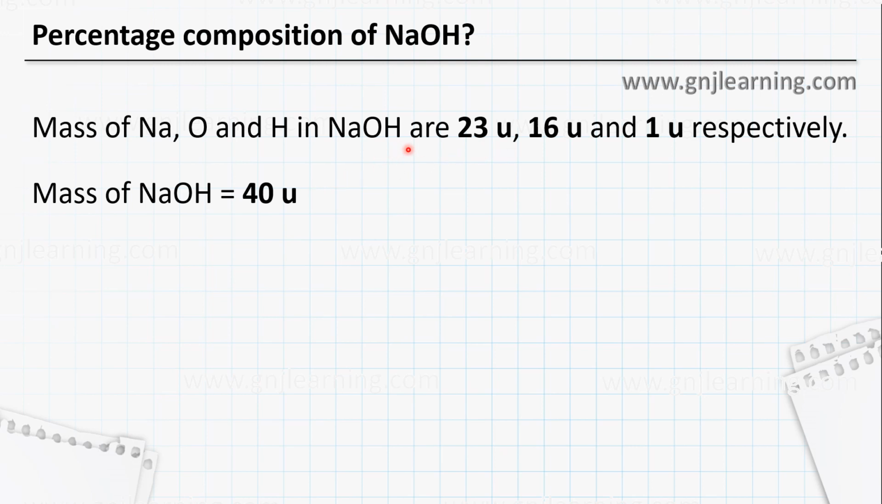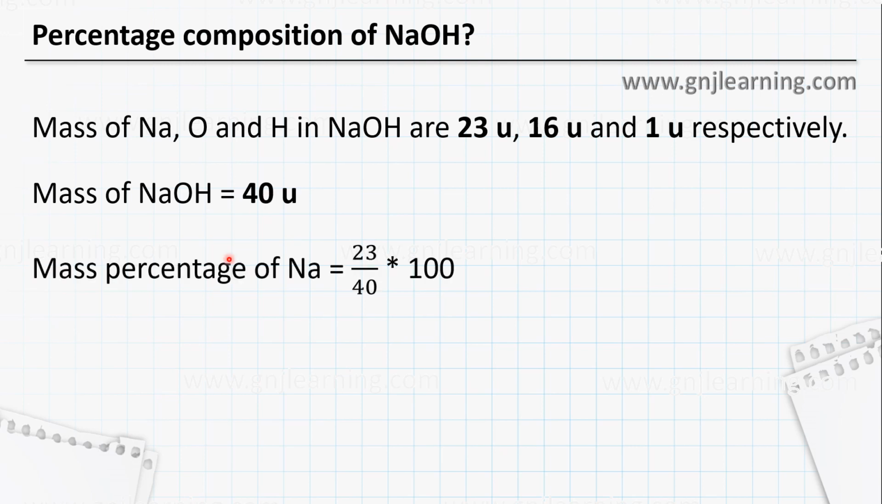So you have got the mass of each atom and the mass of the entire compound. So how to apply this into the formula? We have the formula like this: mass percentage of sodium, of one atom sodium, is equal to its mass in that compound, that is 23, divided by mass of the compound into 100. So what's the answer? 57.5. 57.5%.